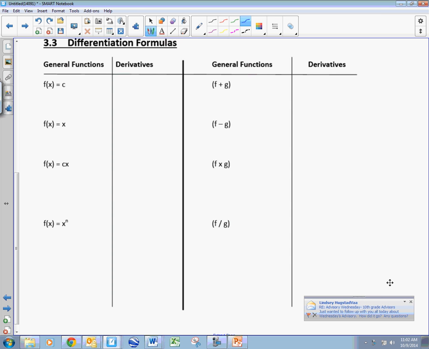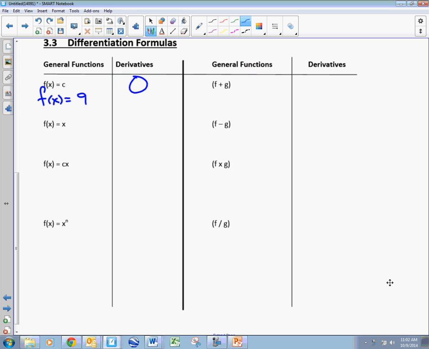Okay, here we go. Apply the power rule. It's time to step on up. Constants. If f of x is equal to c, c is a constant, what's the slope of a constant? 0. So what's the derivative? 0. For example, if you had f of x is equal to 9, then the derivative would be 0.